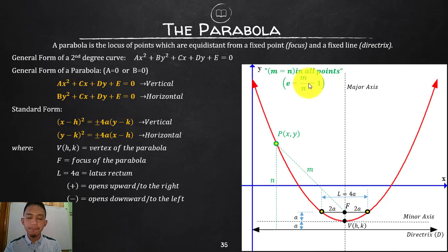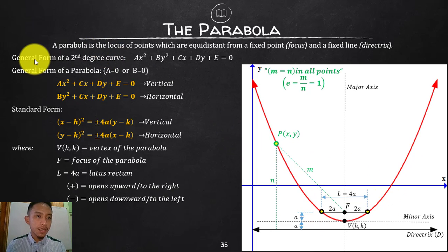Again, what is eccentricity? That is the ratio of the distance of any point on the curve to the focus and to the directrix. Since m and n at all points are always equal, the eccentricity equals 1. So, let's discuss the equation of this and its parameters.